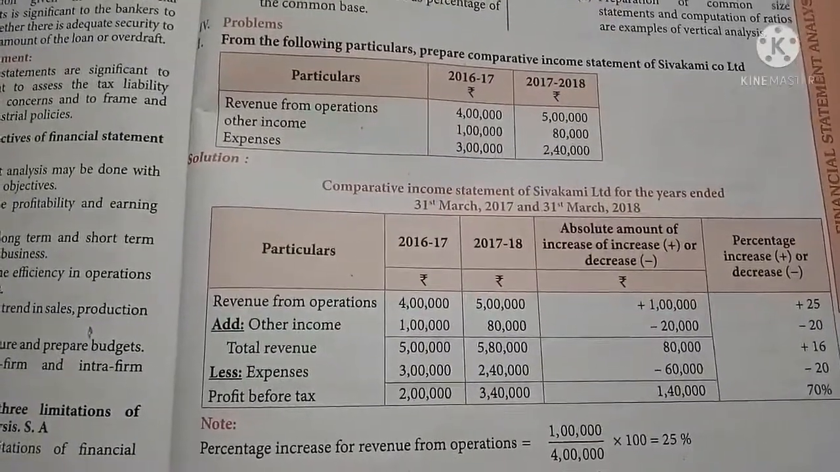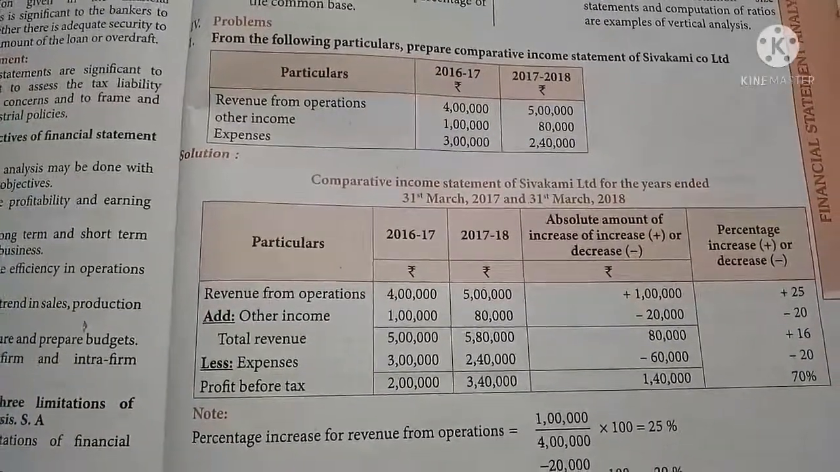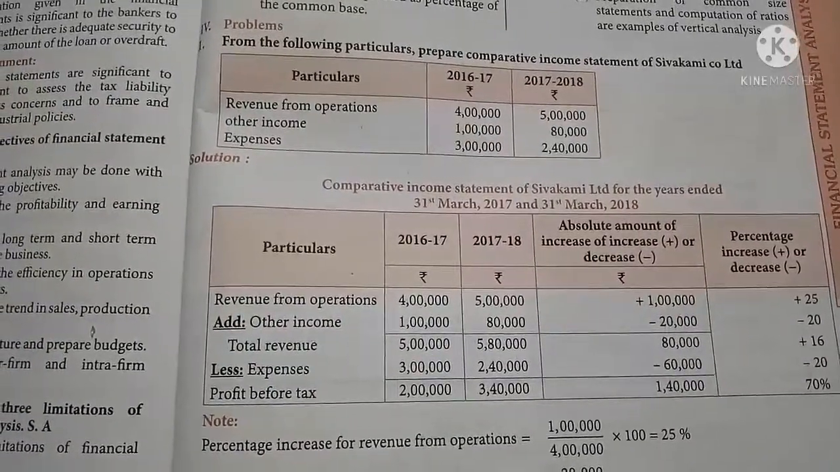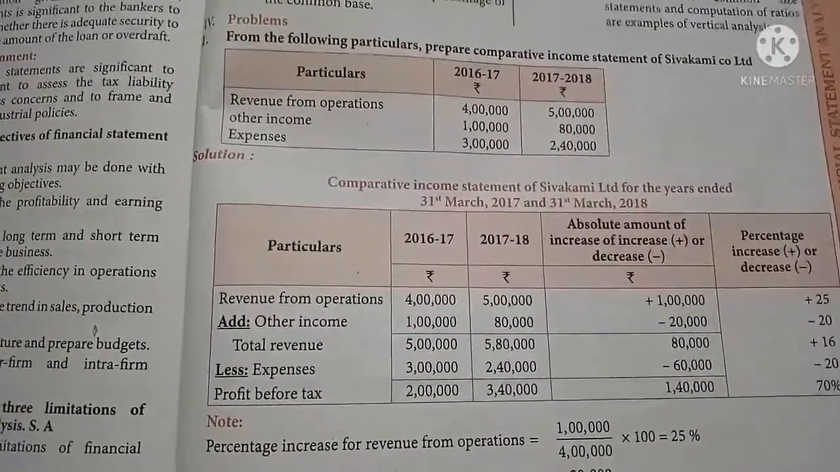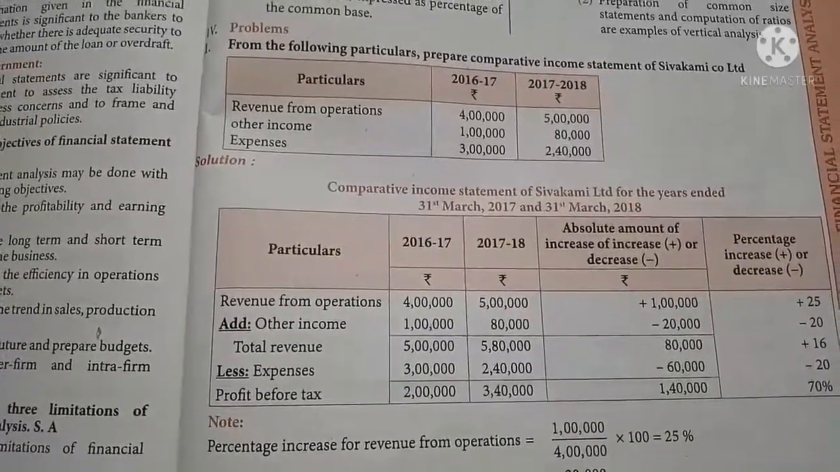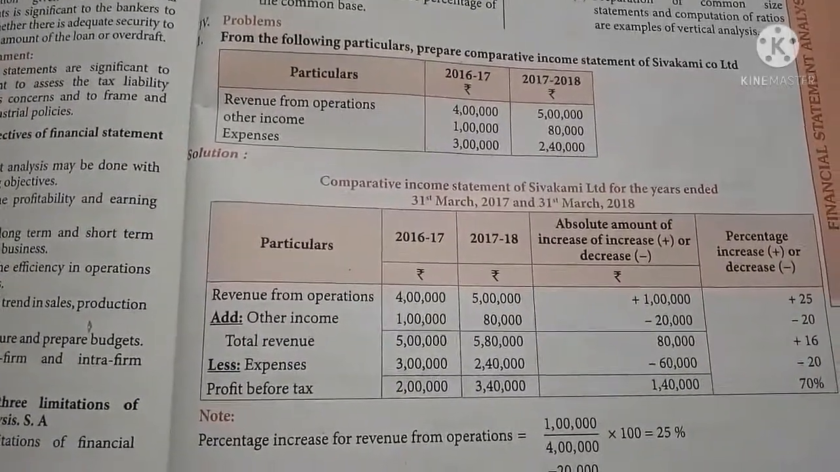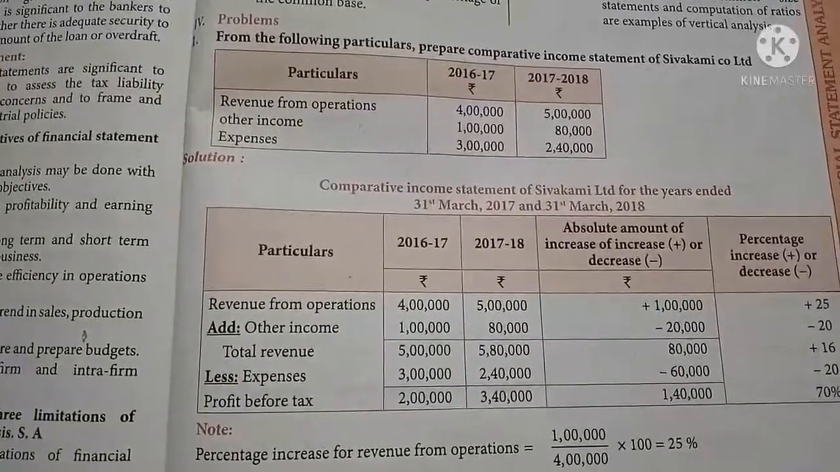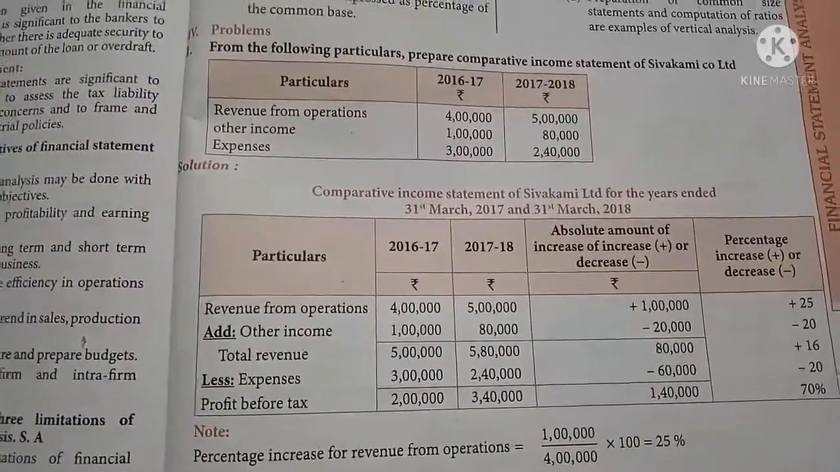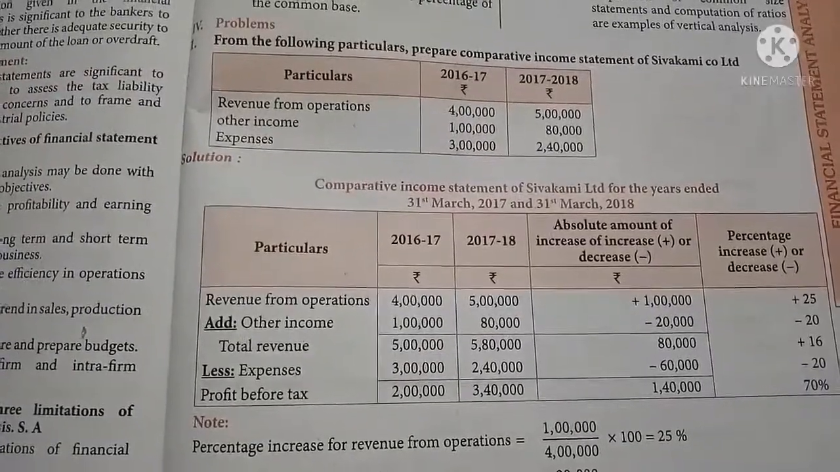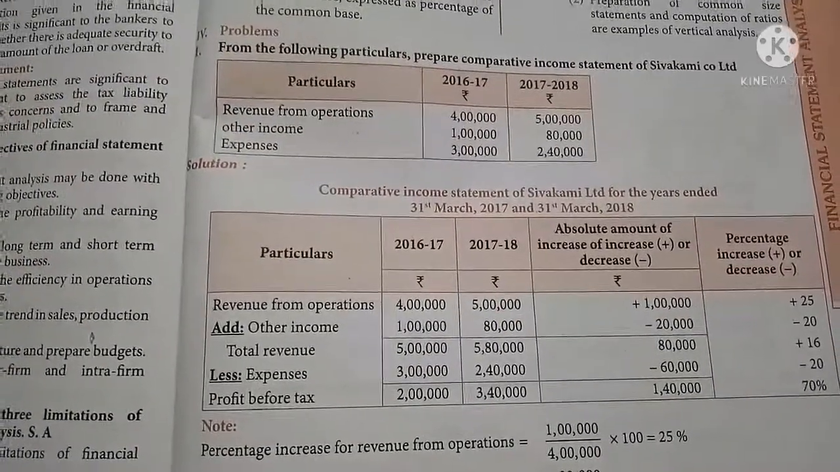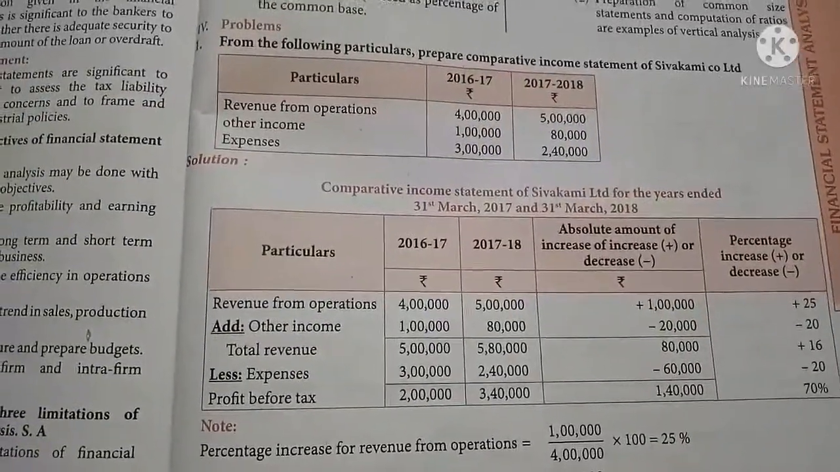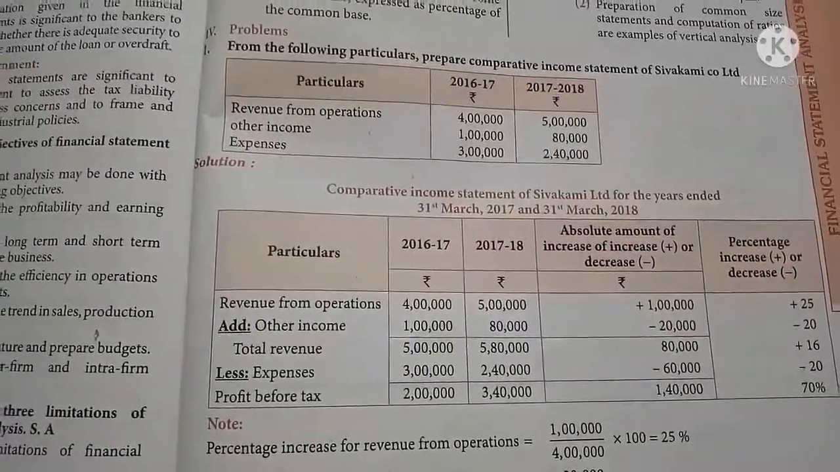From that amount, less expenses. Expense is given in the sum itself. First year amount is 3 lakh. Second year amount is 2 lakh 40,000. By comparing, it is a decrease of minus 60,000. So write minus 60,000. For that, find the percentage: 60,000 by 3 lakh into 100. So the percentage is 20 percent, minus 20 percent.